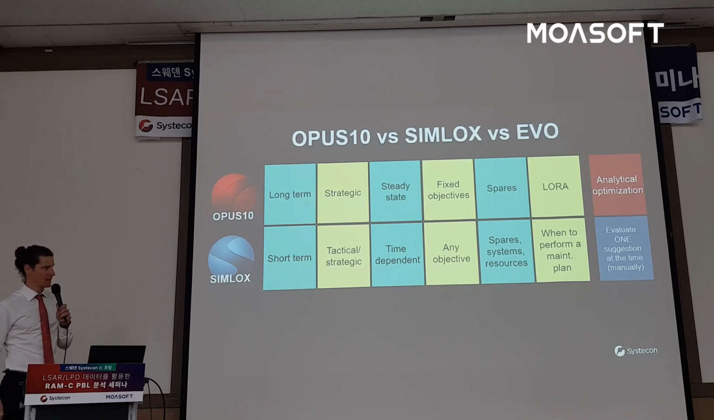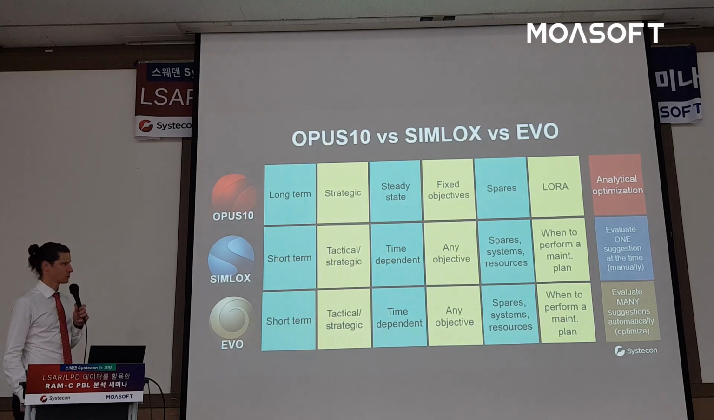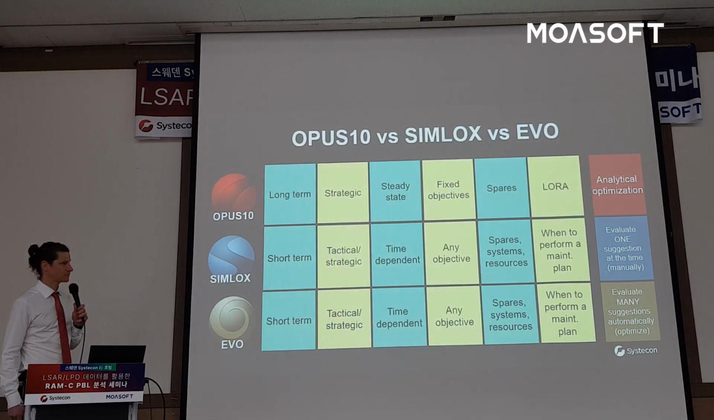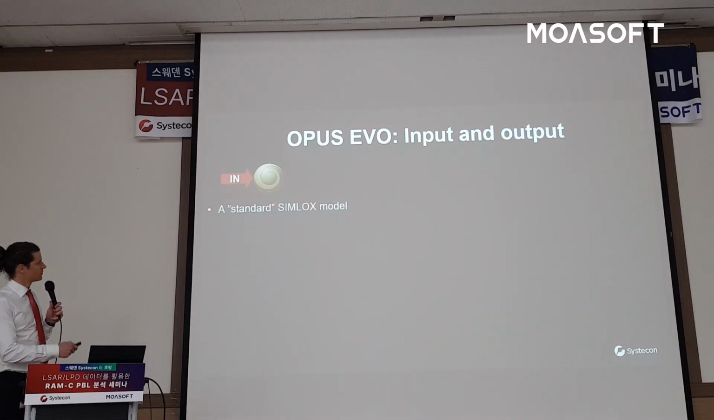So if you want to evaluate many different alternatives, that's going to take you a lot of time to do manually. But here comes Opus Evo, which is able to handle any of the variations from Simlogs and perform automatic optimization of those solutions. And we can also actually select any parameter in Simlogs to optimize. If it's an input parameter to Simlogs, then we can optimize that parameter with this approach.